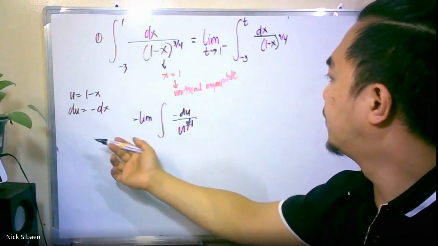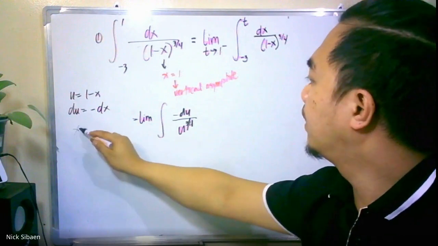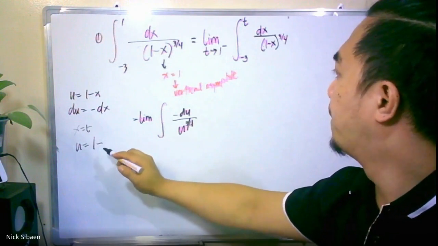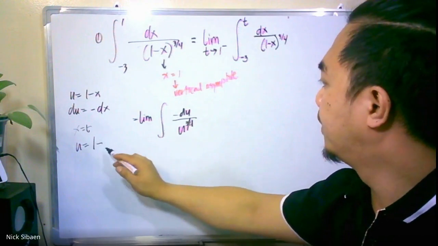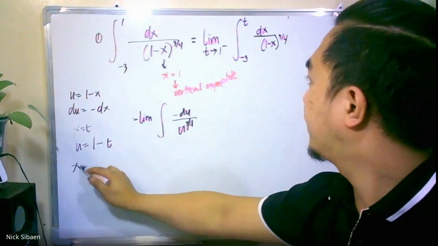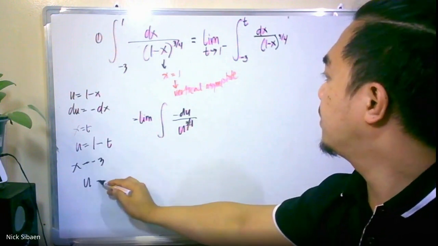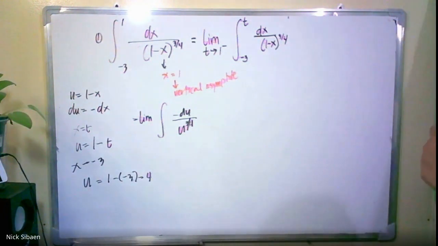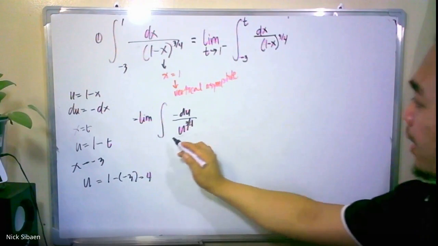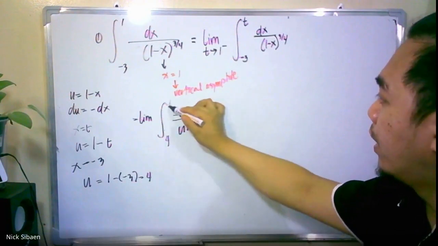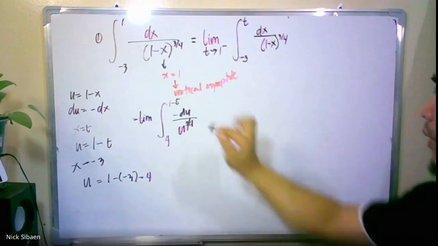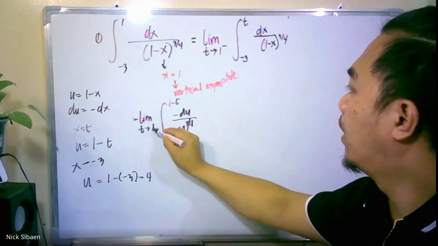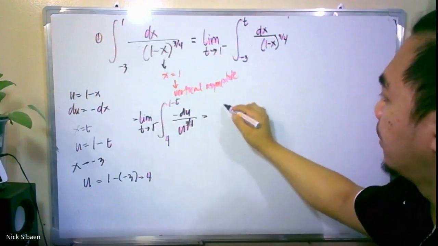So if x is equal to t, we have u equal to 1 minus t. And if x is equal to -3, u is equal to 1 minus -3, or that is positive 4. So positive 4 to 1 minus t are just our new limits as t approaches 1 from the left. Okay?